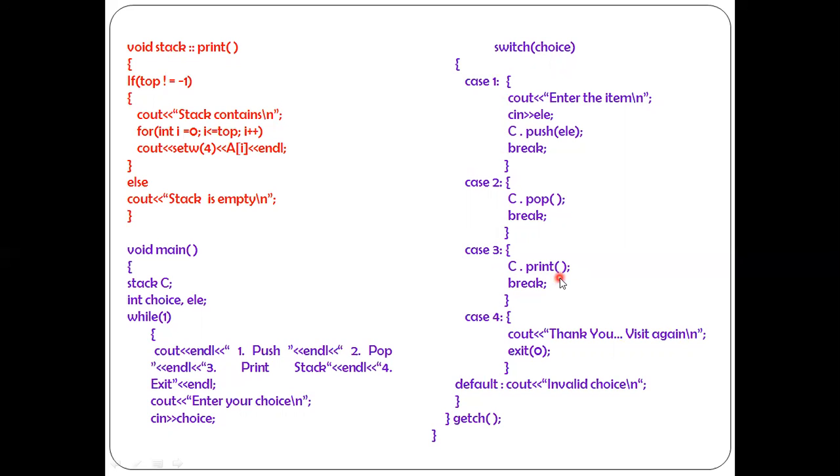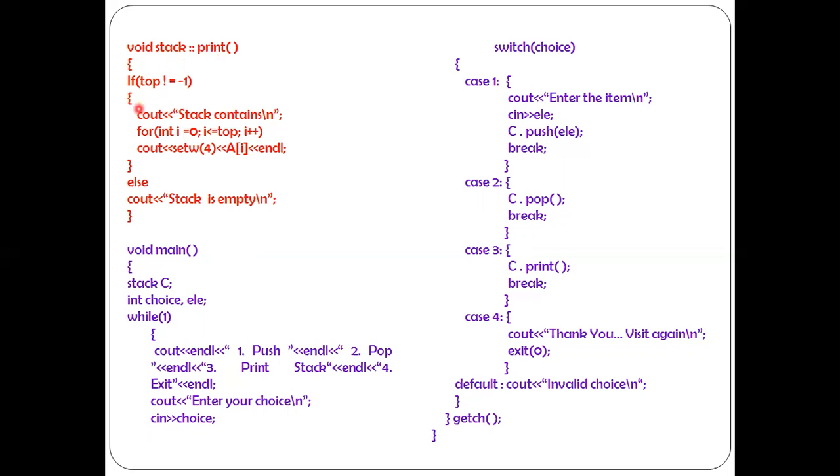C is a user defined object. Dot is a member access operator. Print is a member function. Okay. So print is a member function. Directly it goes to the print member function. It comes here. Okay. Void is the return type specifier. Stack is a class name. These 2 colons are called the scope resolution operator. Print is a member function.